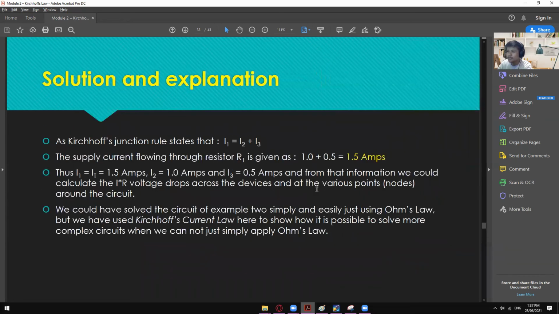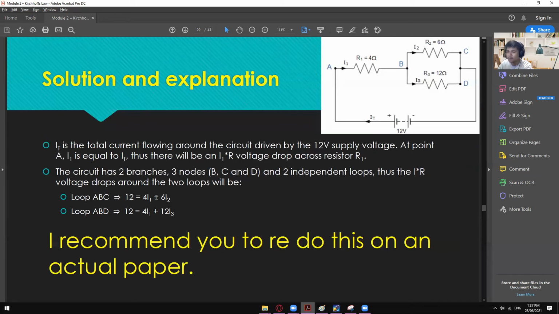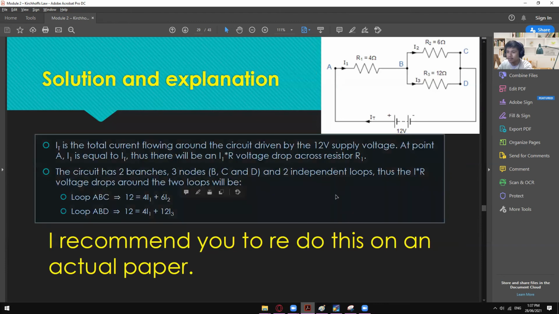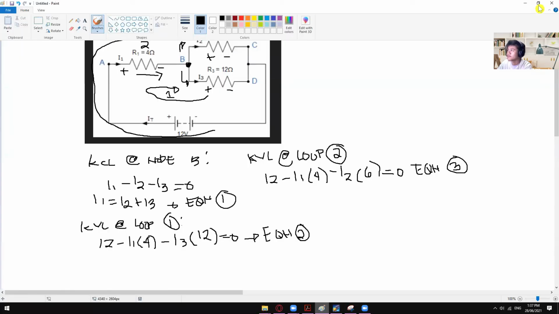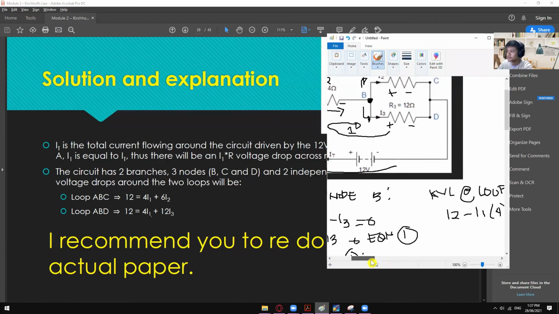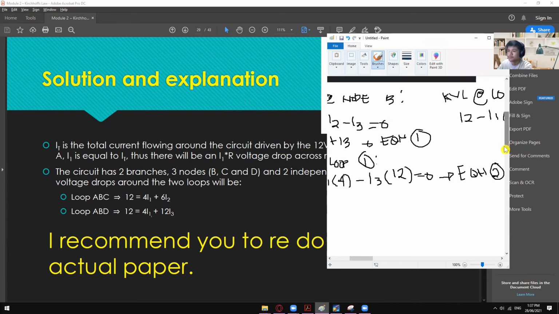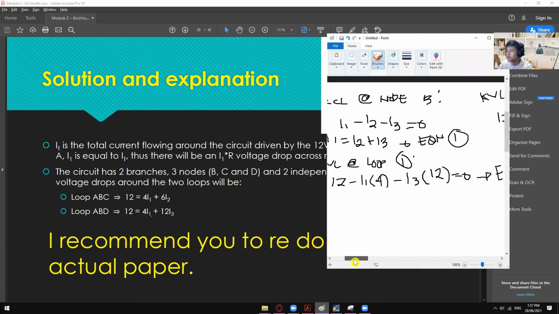So for the third example, where is that one? You will get this equation right here for the ABC, the outer loop. And then for the ABD, you will get this one. So let's compare if they are the same. Equation number 1, which is this one, 12 minus 4I1 minus 12I3, which is correct.